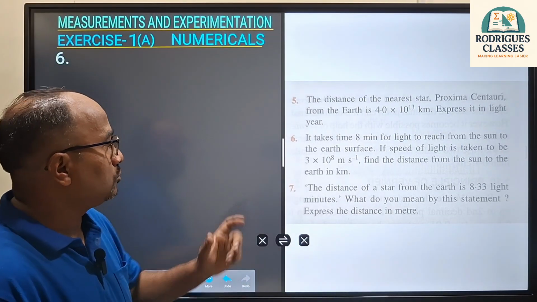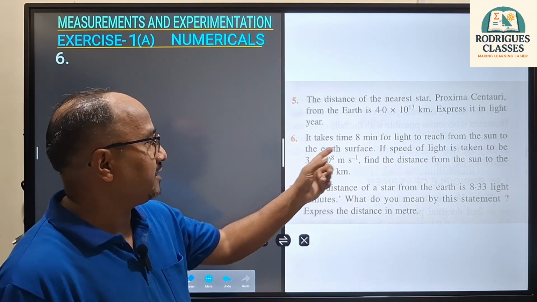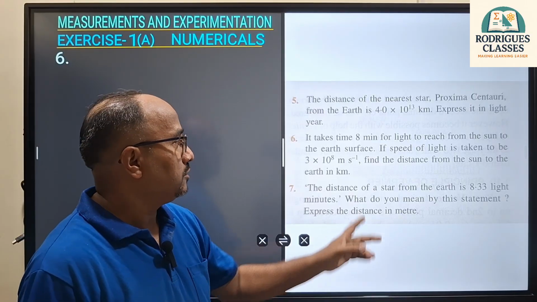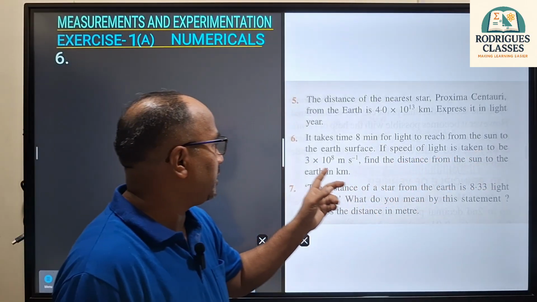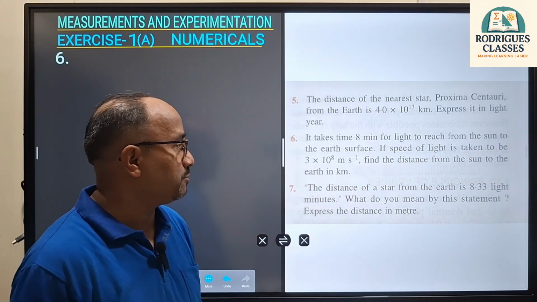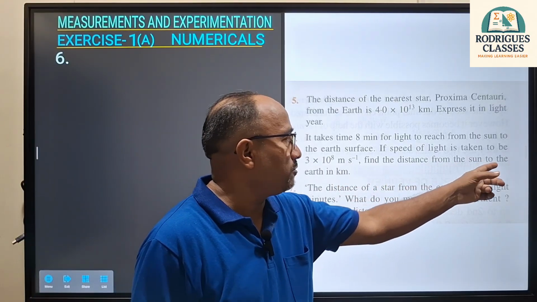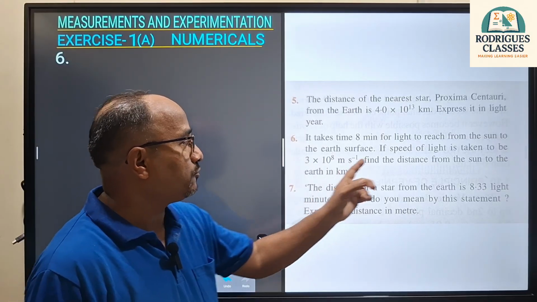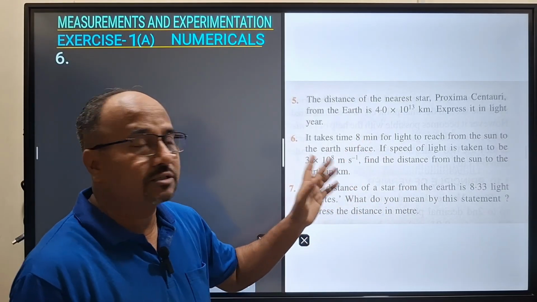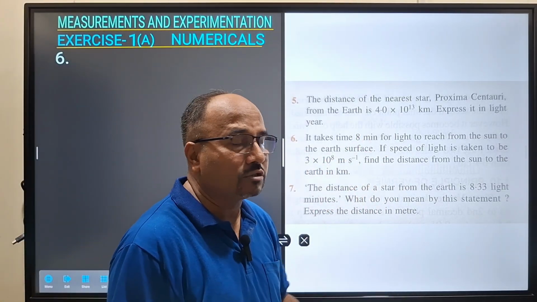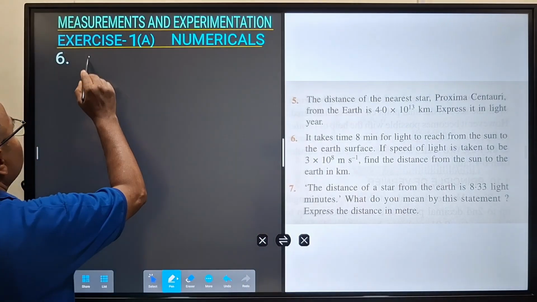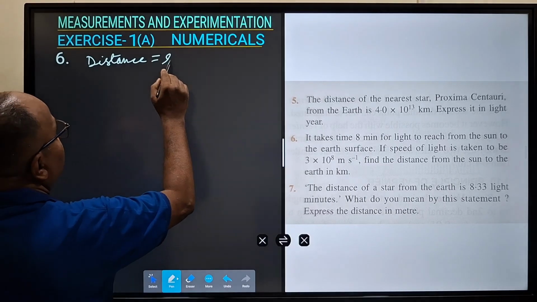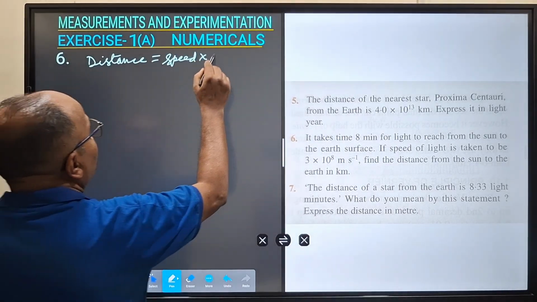Now let us come to question number 6, which says it takes 8 minutes for light to reach from the sun to the earth's surface. If the speed of light is to be taken as 3 into 10 to the power 8 meter per second, find the distance from the sun to the earth in terms of kilometer. So we are asked to find the distance, time and speed are given to us. So we will use the formula here. Distance is equal to speed into time.